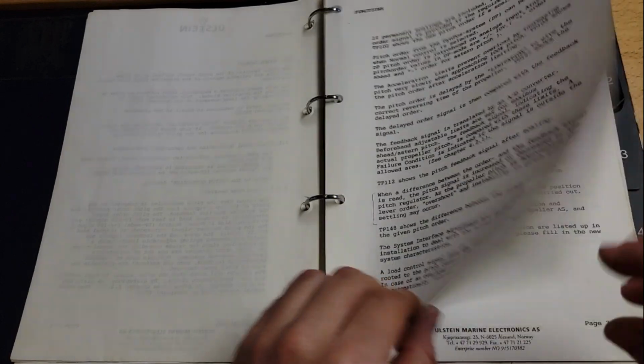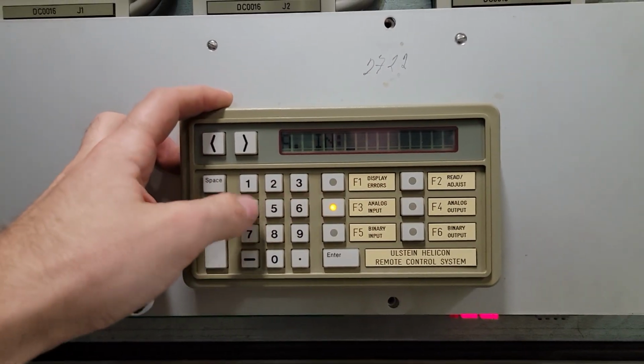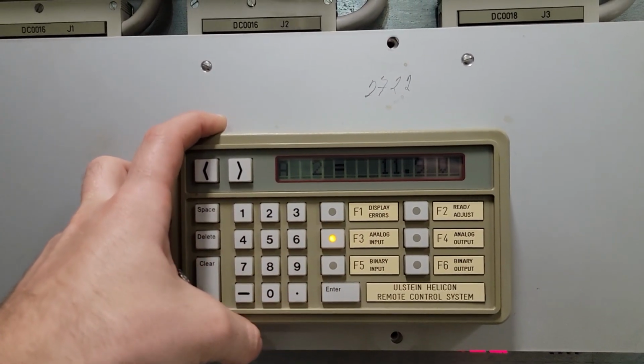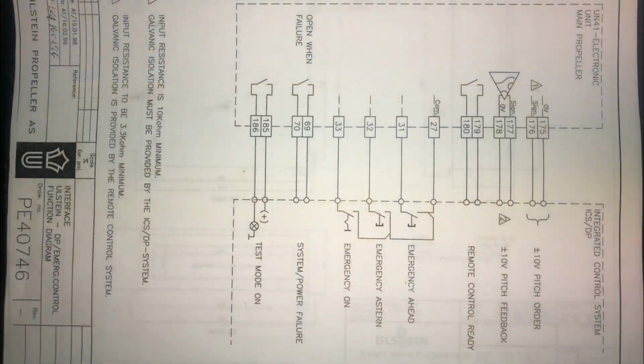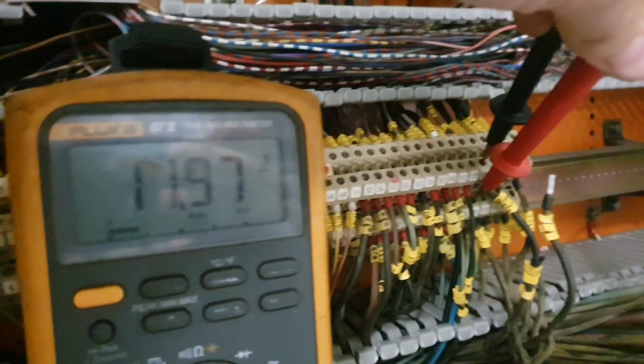This sheet describes the DP pitch order error. A plus minus 10 volts signal must be present at the analog input 2. If the voltage value is outside these limits, the system generates a DP pitch order error. Press F3 and number 2 in order to check the input value. 11.9 volts indicates the value is out of range limit. Check this value with a multimeter on terminals 175 and 6.